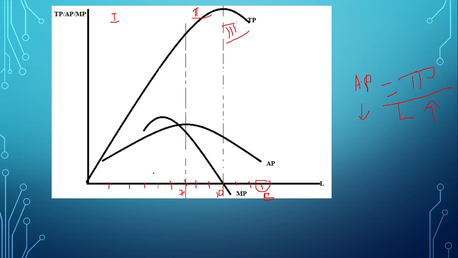Okay, so now we are going to the regions. Here see, in this first region, the total production is increasing. When we increase the labor one by one, the output is also increasing. And here the average production is also increasing. That means output per labor is also increasing. When you divide the total production by the total number of inputs, that is also increasing as you add more and more. Okay, but let's ignore the marginal production curve.